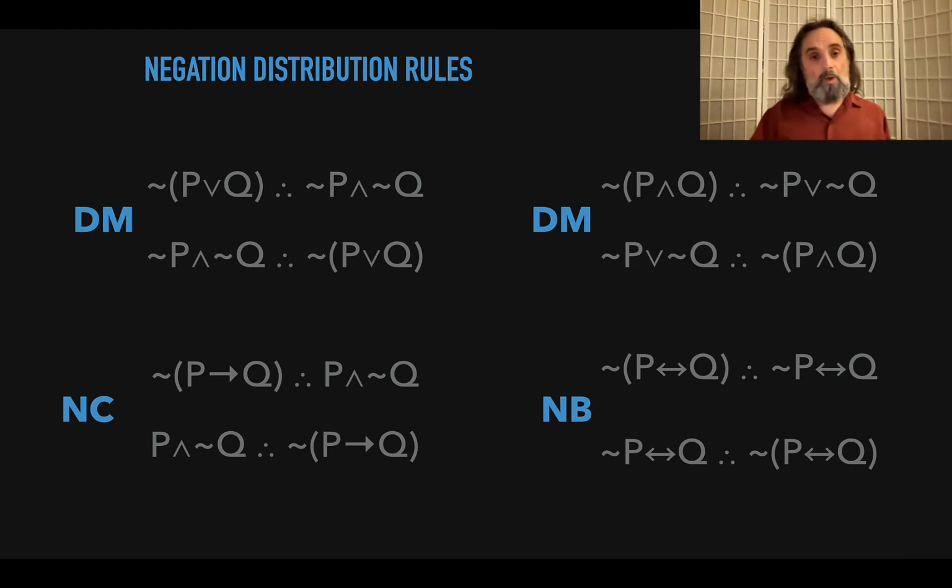And then on the bottom, we have NC for negation of a conditional. If the conditional is false, then P and not Q is true and vice versa. And then the rule for the biconditional: if the biconditional is false, then you can just move the negation inside and put it on the first piece of the biconditional.